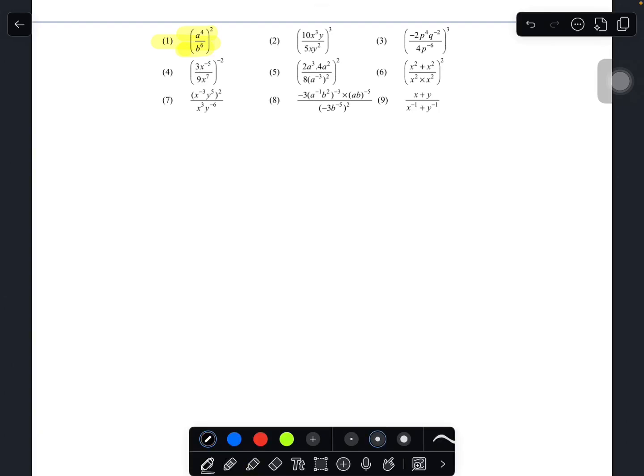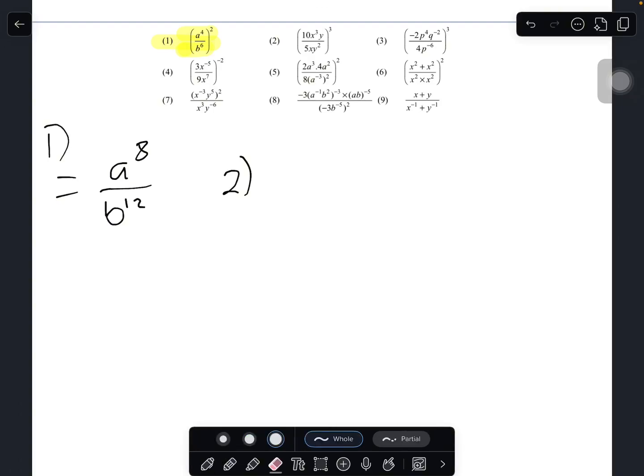And in this question here, we're going to square the top term and the bottom term. So it's going to equal a to the 8 over b to the 12. And this was 1. So let's do 2 over here. And since we're dealing with 2, let's highlight 2. So in question 2, 10 to the power 3 is 10 times 10 times 10, which is going to be 1,000.